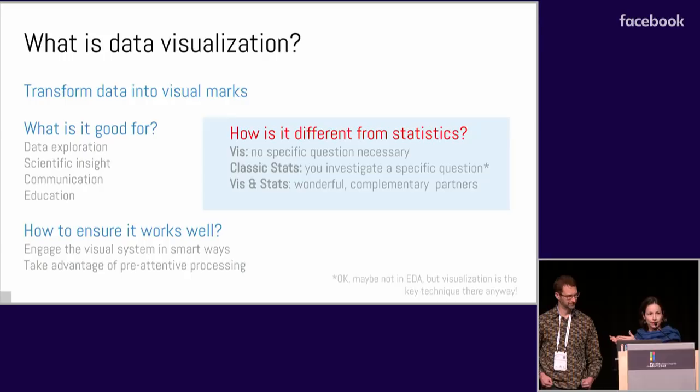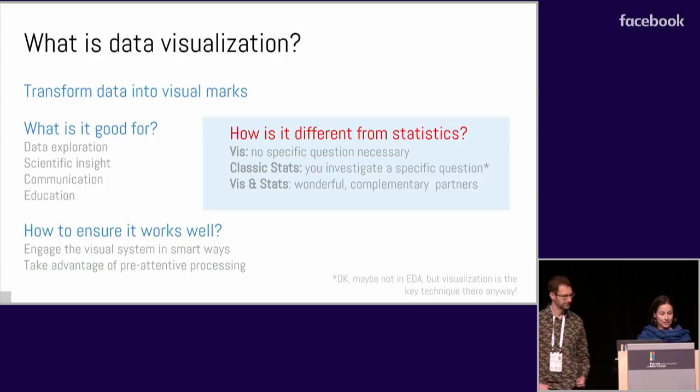And so that's one of the ways in which they could differ, even though we have an asterisk there saying, okay, in exploratory data analysis, which is part of statistics, you don't always have a question. But then you're also probably using visualization anyway, so you're kind of back to visualization. And as I said, I really think that there is a complementarity between visualization and statistics. So it could be that as a first pass, you look at your data from a visualization perspective, you get a sense of some interesting outliers or patterns, and then you start engaging with statistical analysis to be like, okay, but does this generalize? What's going on in my entire data set?